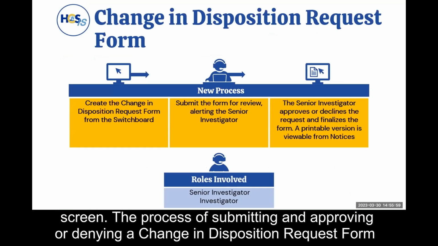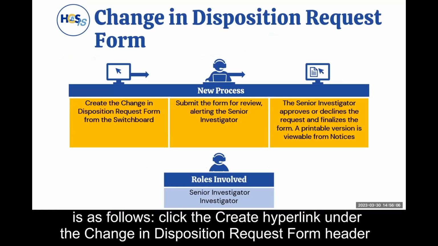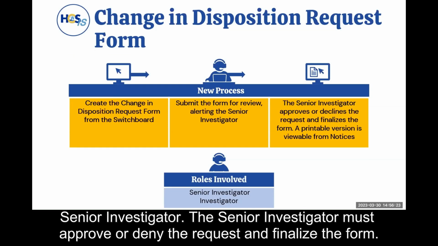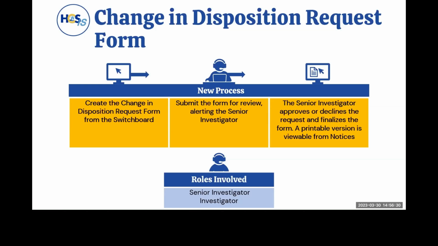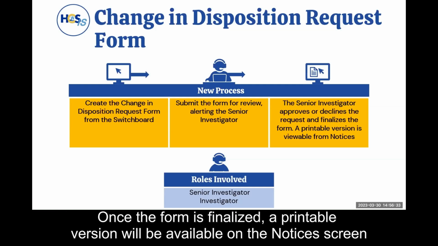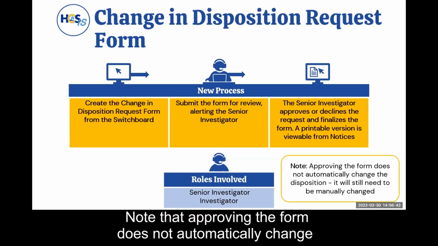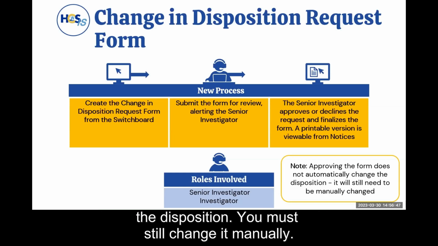The process of submitting and approving or denying a change in disposition request form is as follows. Click the Create hyperlink under the Change in Disposition Request Form header on the switchboard. Complete necessary fields and submit the form for review, alerting the senior investigator. The senior investigator must approve or deny the request and finalize the form. Once the form is finalized, a printable version will be available on the Notices screen. Note that approving the form does not automatically change the disposition. You must still change it manually.